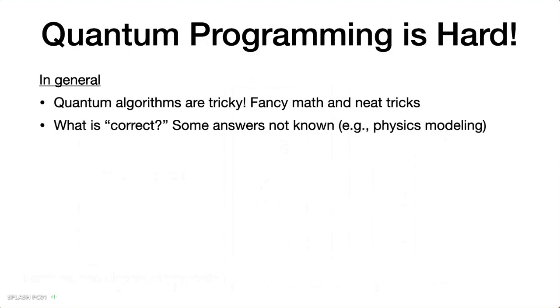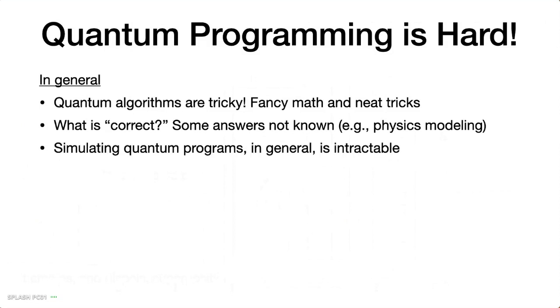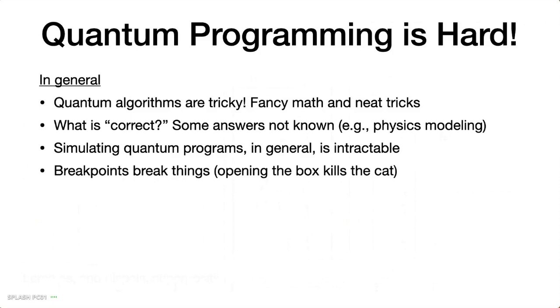Sometimes it's hard to know that you did the right thing because we don't actually know what the right answer is. If we're doing simulation of physical systems, we're trying to discover new things about the universe, and it may not be entirely clear that the simulation that we set up is actually correct. In general, simulating quantum programs, if I wanted to use it to, say, debug my algorithm, is expensive because of that 2 to the n state problem.